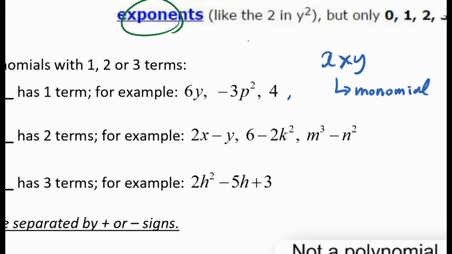So what about this one? What if I ask you, x divided by 2 is a monomial? Yes, it is. Because we omit division sign in high school. So this is the same as x over 2. Okay? So if I ask you, is this a monomial? You should say yes. So this is a monomial.